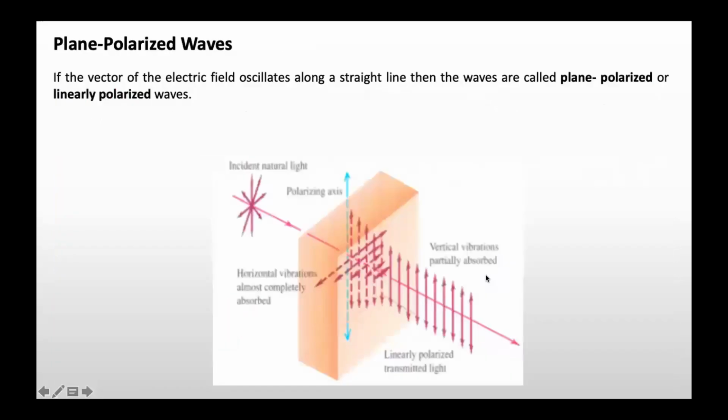Now, what is plane polarized light? As you know, if the vector of the electric field oscillates along a straight line, then the wave is polarized. Here it is in all directions, but after passing through a polarizing axis, it has only one direction, because the vertical vibration got partially absorbed and only the linearly polarized light is transmitted. So that has oscillation only along a straight line, and this light is called plane polarized or linearly polarized wave.